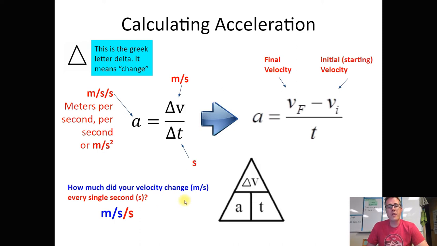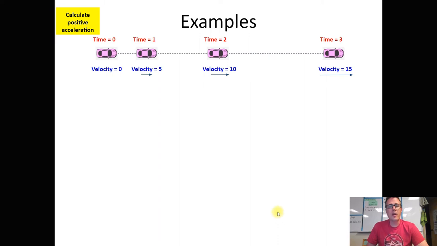We also have one of these handy triangles for this equation. If you're being asked to solve for the change in velocity, you can cover that and do acceleration times time because they're side by side. Or if you're covering t, you're trying to solve for t, that would be change in velocity divided by acceleration. So the triangle can help us to solve for all three parts. Let's get into some calculation examples.